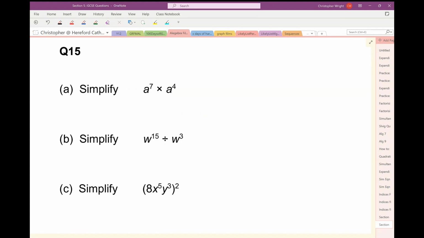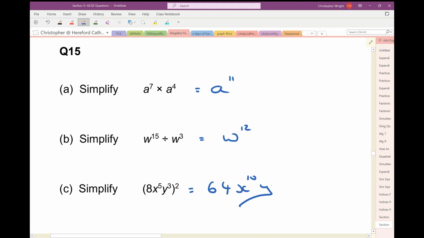Question 15. Right, I'm going to add the indices, gives me a to the power of 11. I'm going to subtract the indices, w to the power of 12. I'm going to raise each of these to the power of 2. 8 8s is 64. X to the 5 times x to the 5, x to the 10, and y cubed times y cubed, y to the 6.